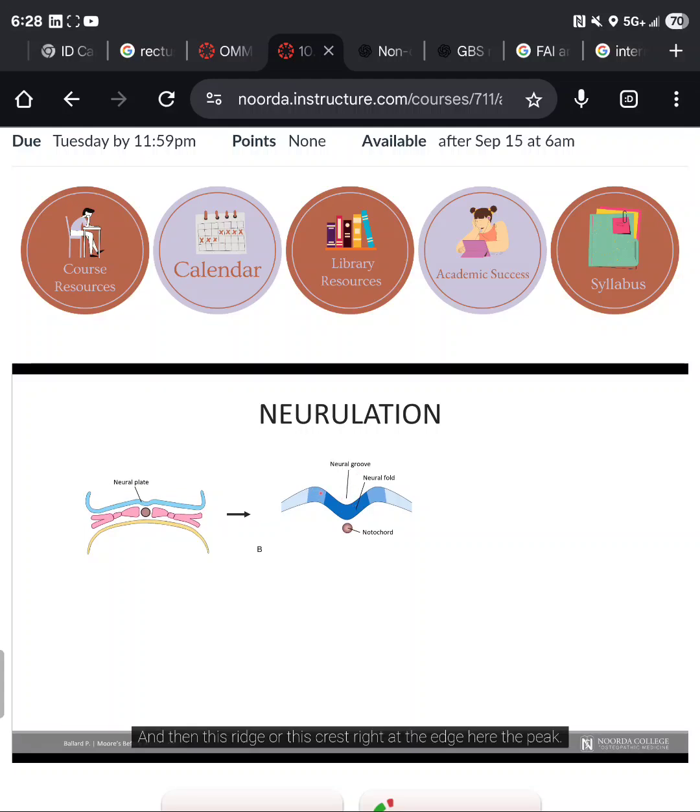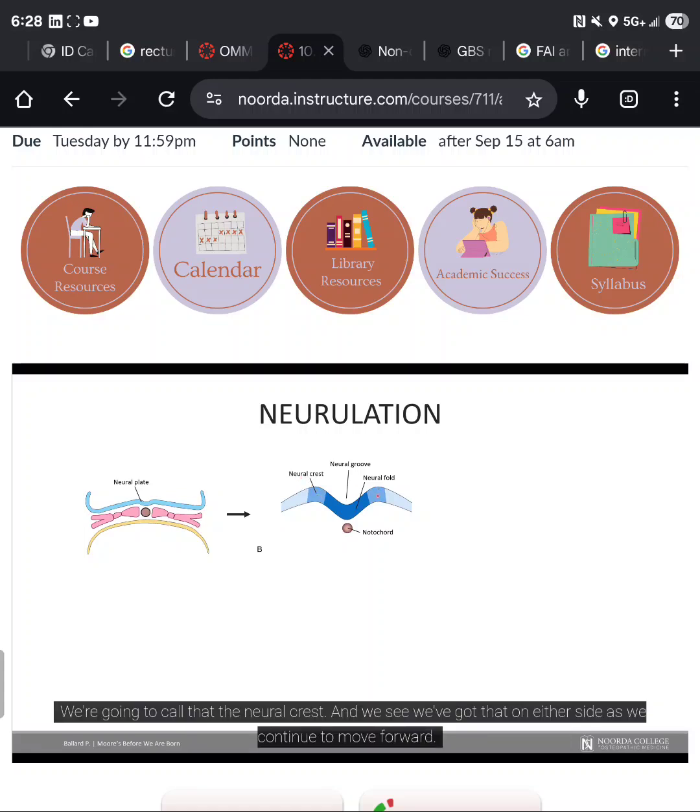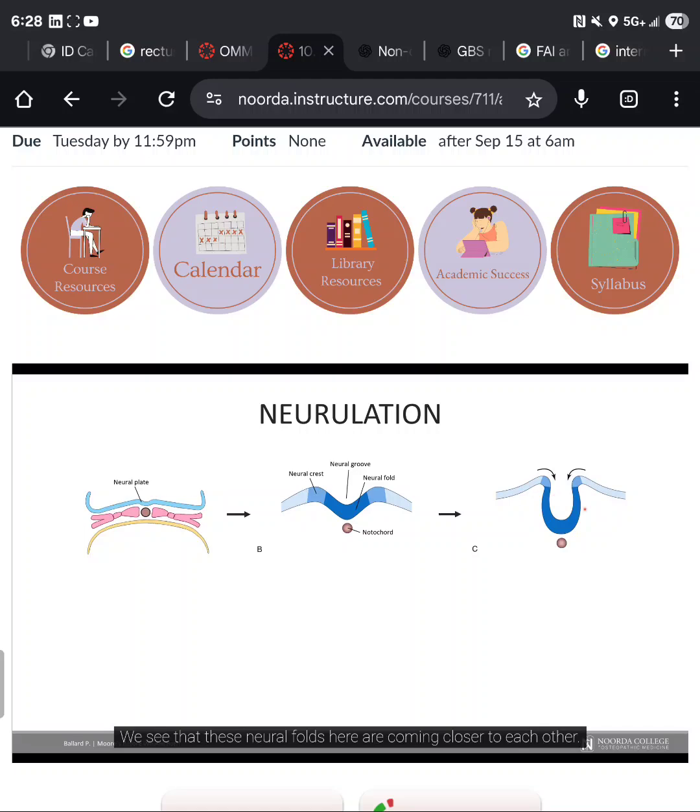And then this ridge or crest right at the edge here, the peak, we're going to call that the neural crest. And we see we've got that on either side. As we continue to move forward, we see that these neural folds are coming closer to each other. We still have a neural groove, or that pit, and then a neural crest on the ridge.